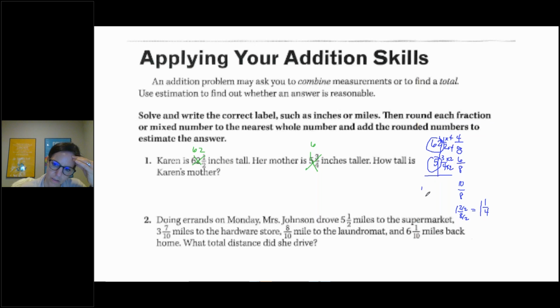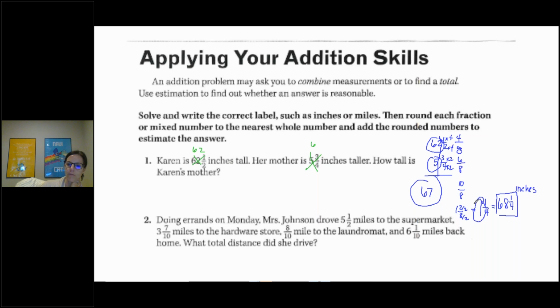67. 60 plus 6. Oh, okay. Plus 60. Plus 1 is 68 and 1/4 inches. Yep, that's how tall her mom is. Karen's mom.